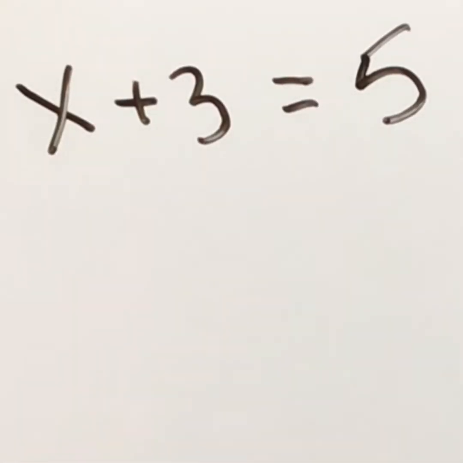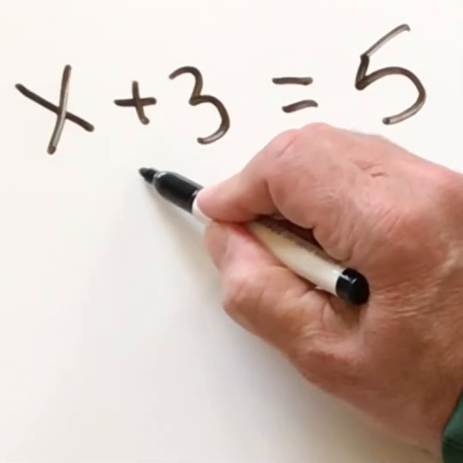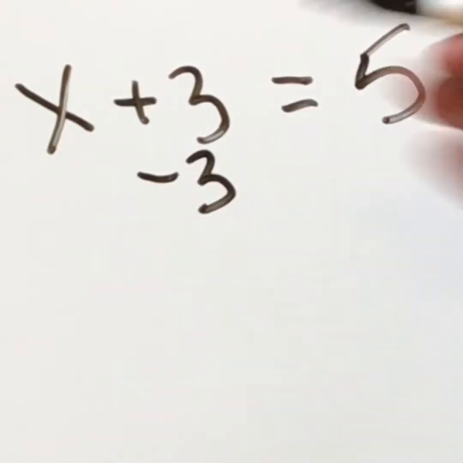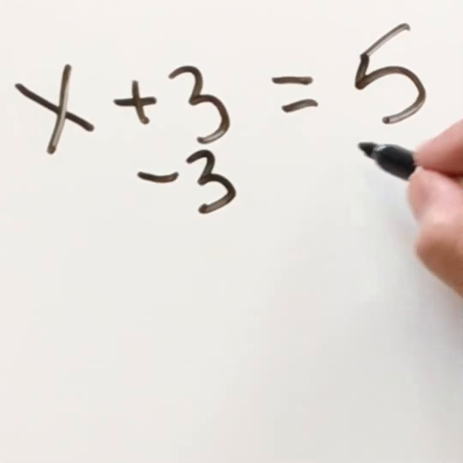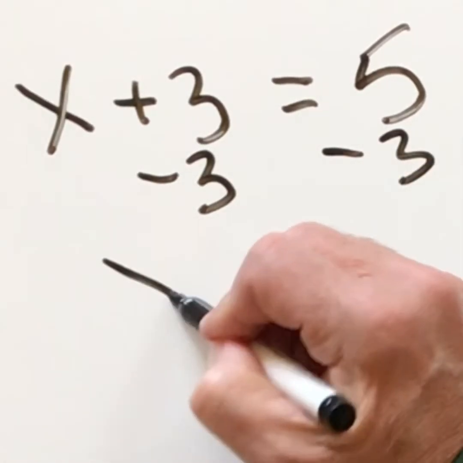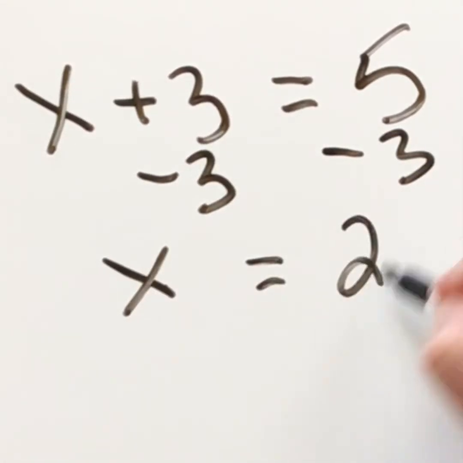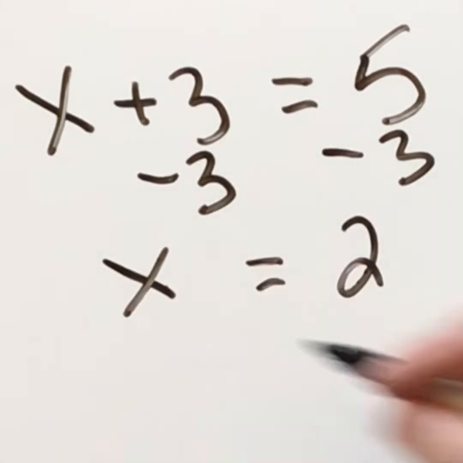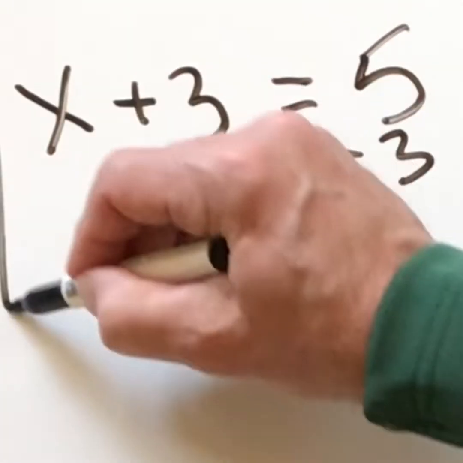For x plus 3 equals 5, you would take 3 away from each side. This is plus 3, you have to subtract 3 to get the x by itself. Do the same thing to the other side. X equals 2, because 5 minus 3 is 2. That's how you would show your work. So that's a complete problem.